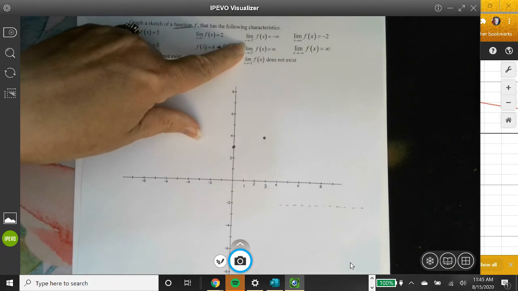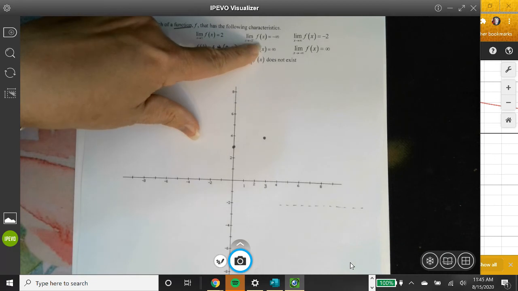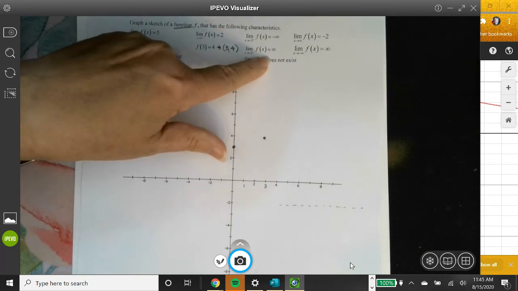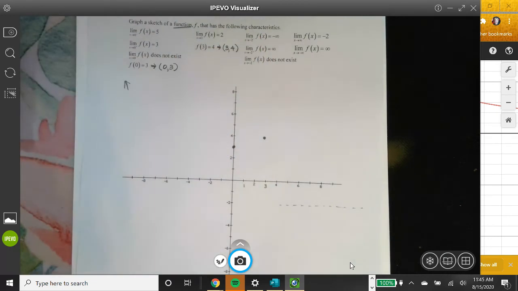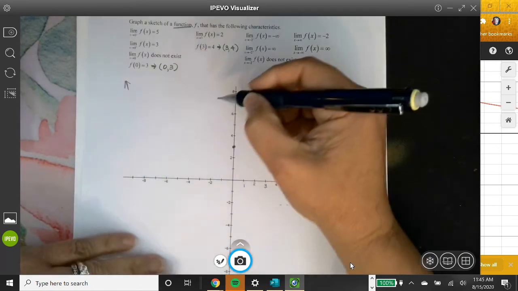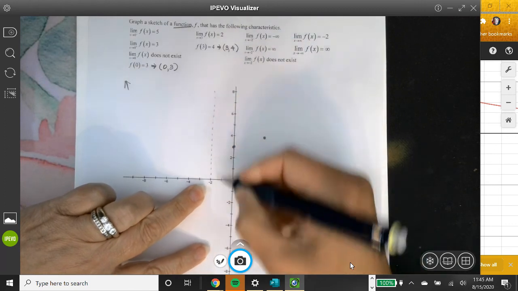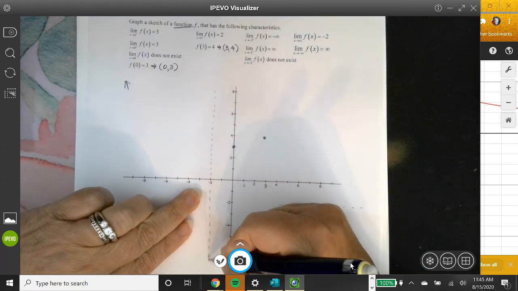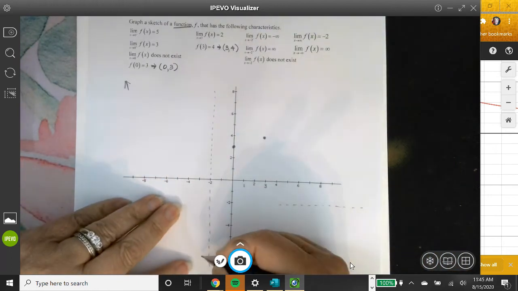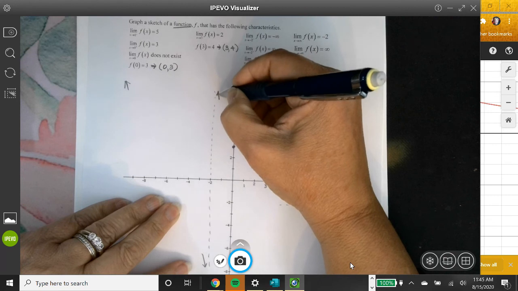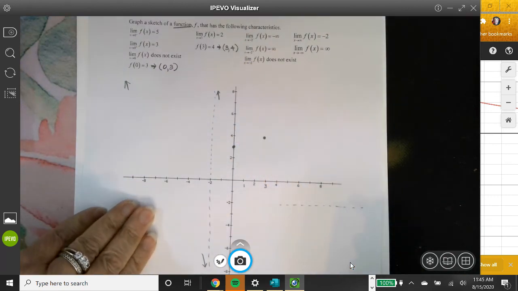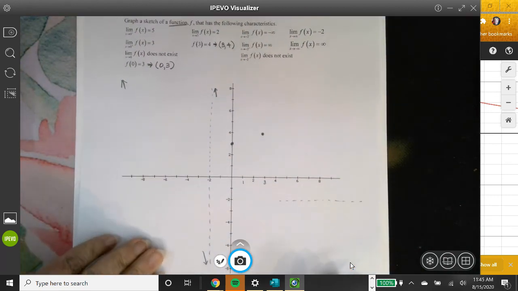Okay, so this says the limit of f of x as x approaches negative 2 from the left side is negative infinity, and from the right side it's positive infinity. So what does that imply? I heard it. That's right. It implies that we have a vertical asymptote at x equals -2. And on the left side, I'm heading to negative infinity, and on the right side, I'm headed to positive infinity. So I'm just going to put those there so I have an idea of the direction I'm headed.